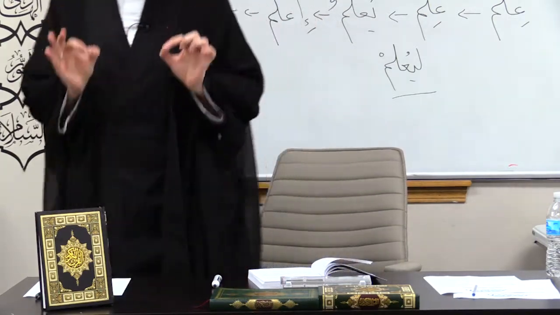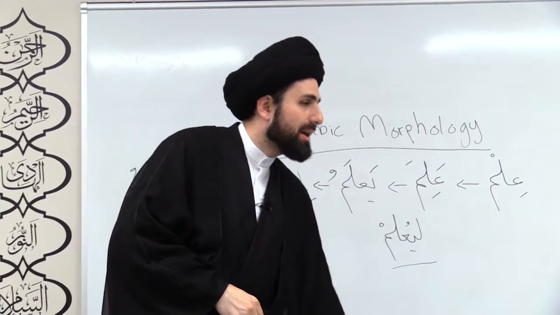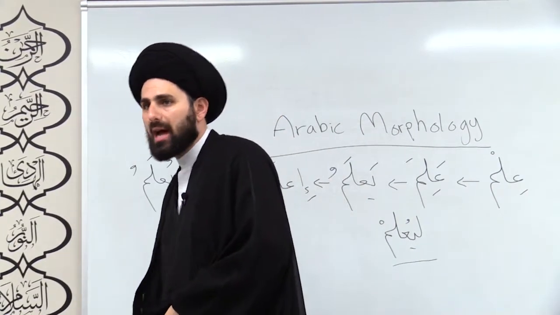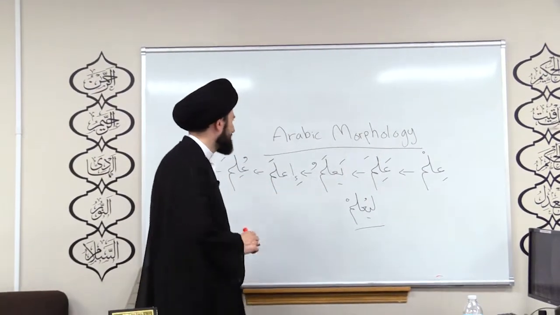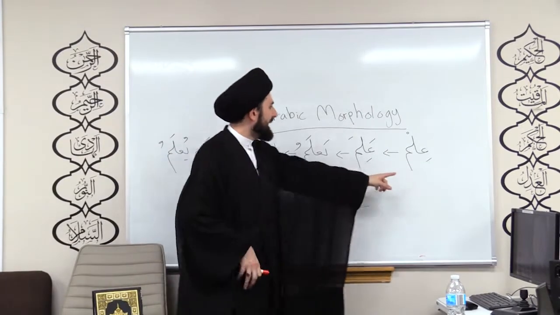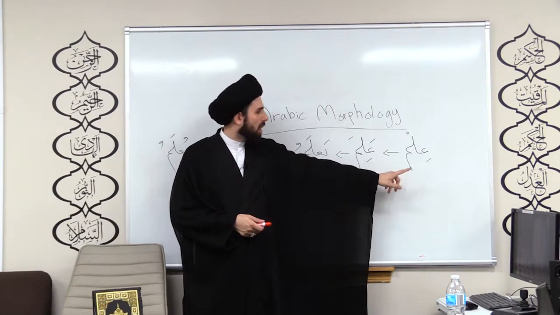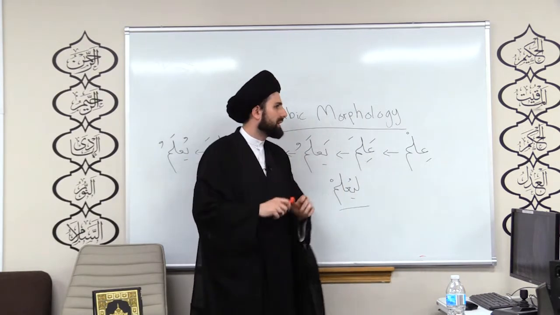Another very important point to know about Arabic morphology is that we have original letters, huruf asliya, and we have additional letters, which are huruf za'idah. Let's work with this word that we have over here. Ilm. How many letters is it? 3. All these 3 letters are original letters. They are huruf asliya.